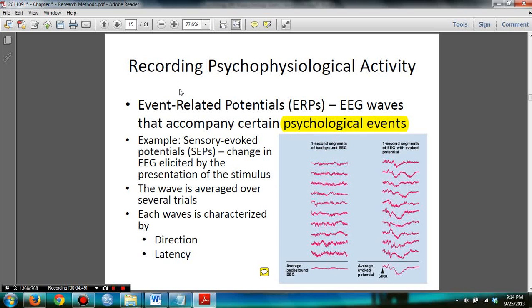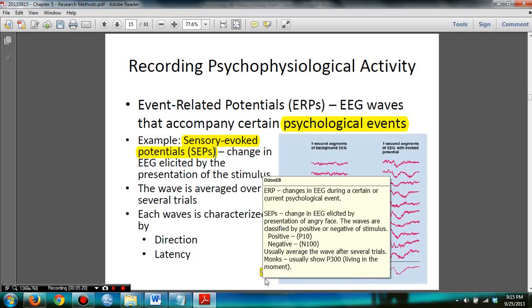Now we're talking about the event-related potentials, which are the ERPs. Basically, these are EEG waves that accompany certain psychological events. You definitely need to know sensory evoked potentials. It's actually a change in EEG elicited by the presentation of a stimulus. The wave is averaged over several trials. Each wave is characterized by direction and latency. This figure is an example, and here's my side note from the lecture.